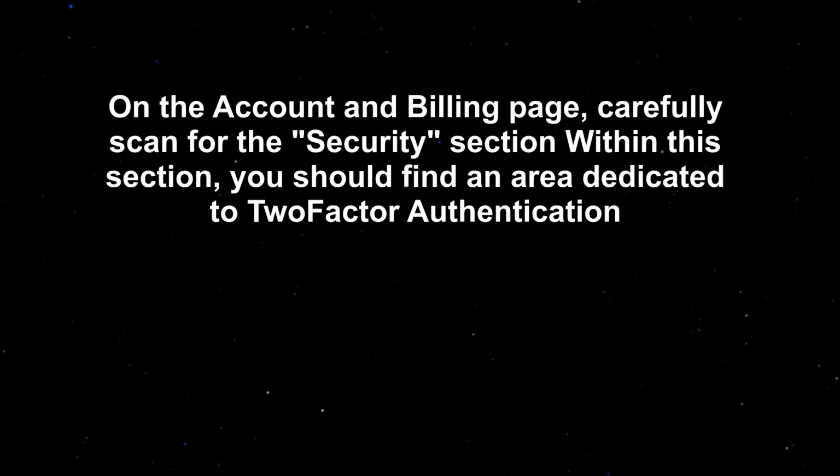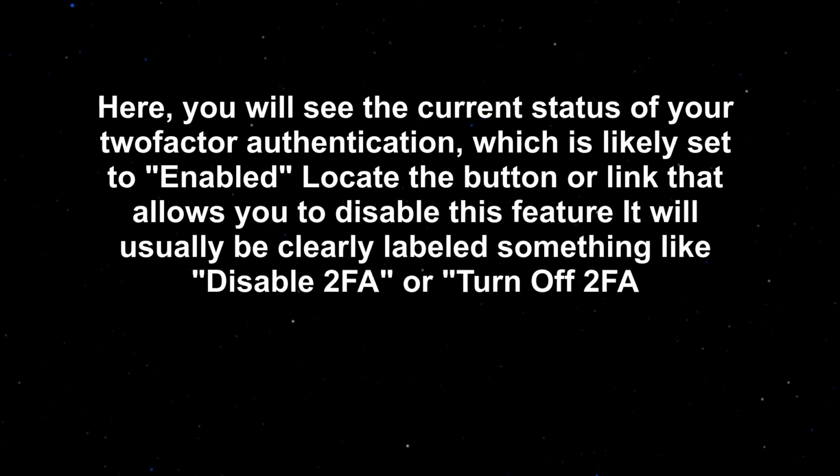Within this section, you should find an area dedicated to two-factor authentication. Here, you will see the current status of your two-factor authentication, which is likely set to enabled. Locate the button or link that allows you to disable this feature. It will usually be clearly labeled something like Disable 2FA or Turn Off 2FA.